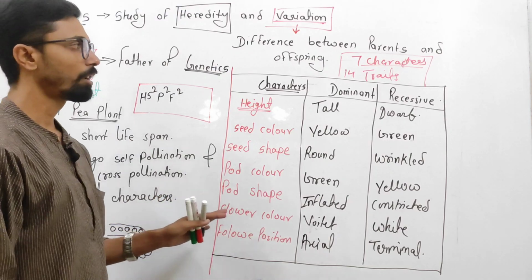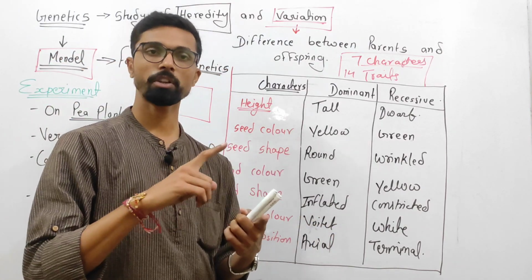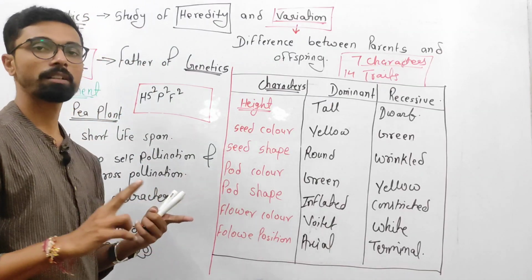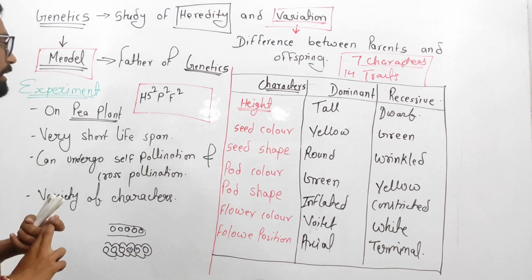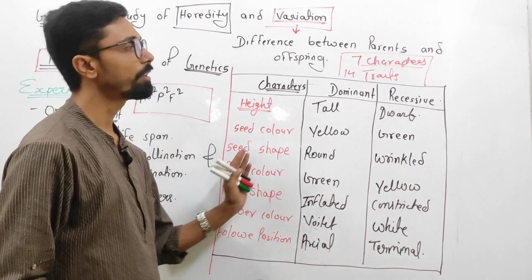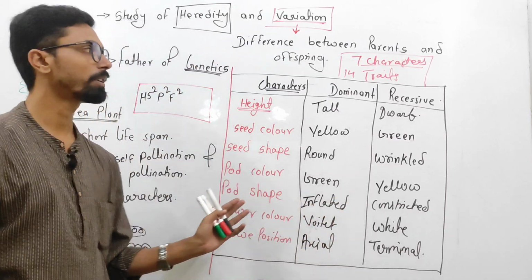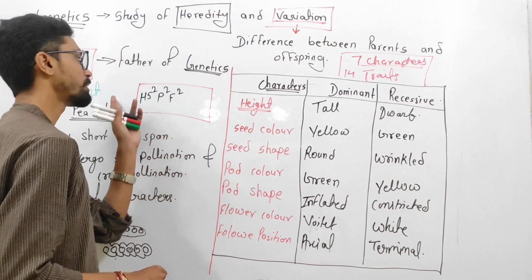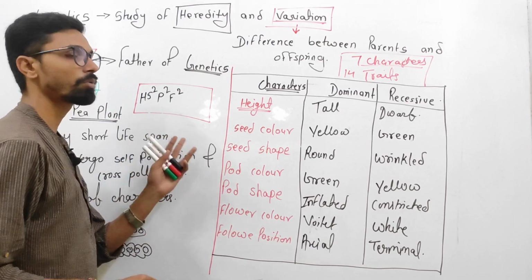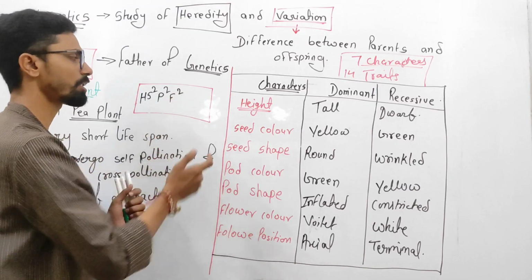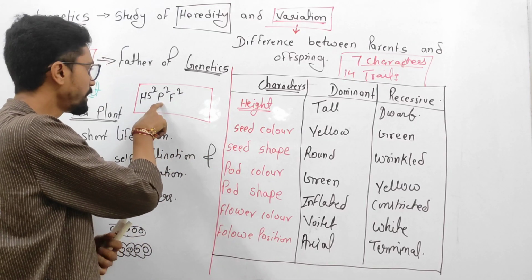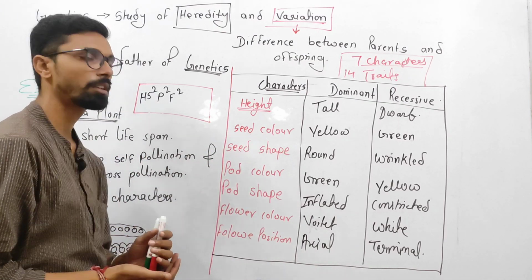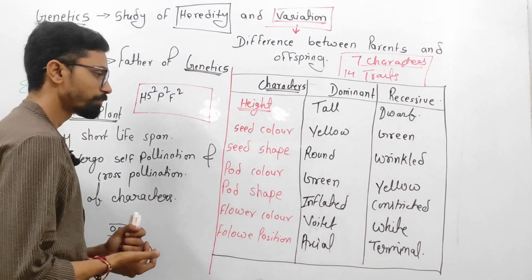Hope you have understood many terms on heredity, starting with the definition of heredity, then variation, genetics, genes, along with Mendel's experiment on a pea plant, its features, and the 7 different characters along with 14 traits. How can you remember the traits or characters? Along with this formula H, S square, P square and F square. You can interchange, it's up to you, but S stands for seed, P stands for pod, and F stands for flower. We can differentiate these terms along with color and shape. Okay, thank you.